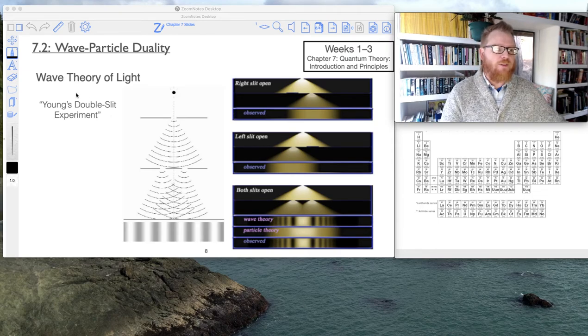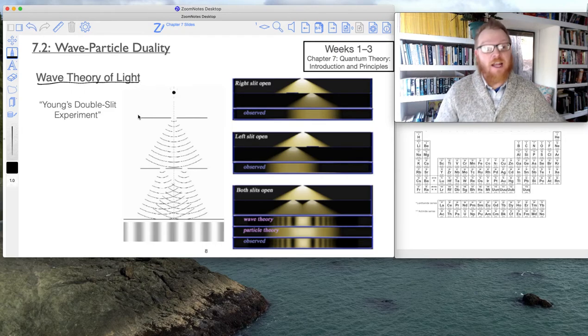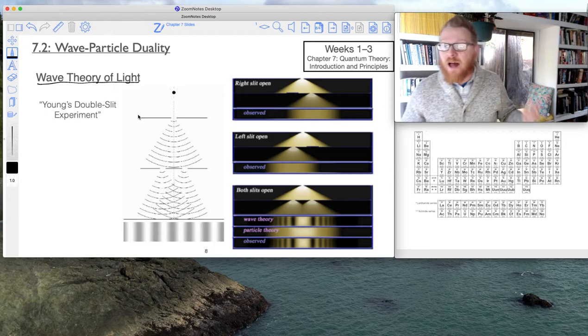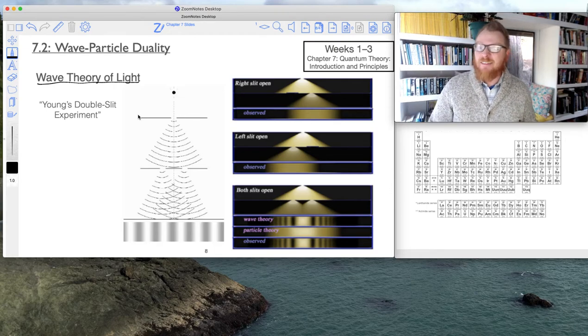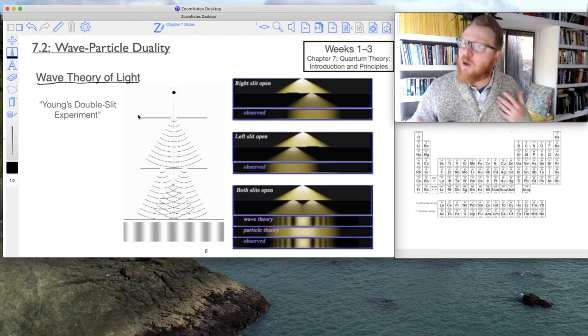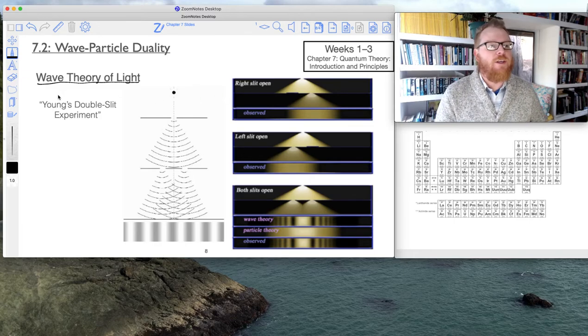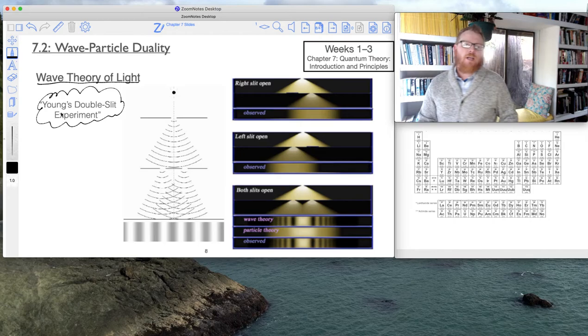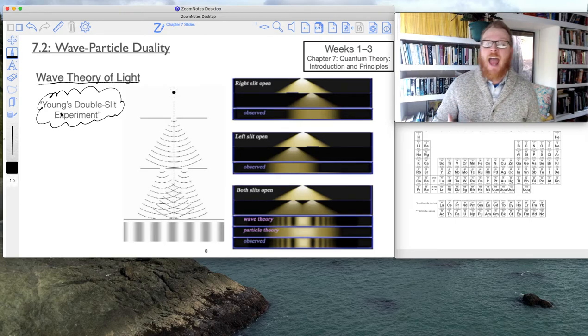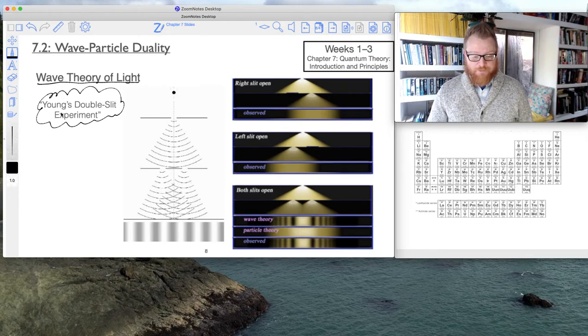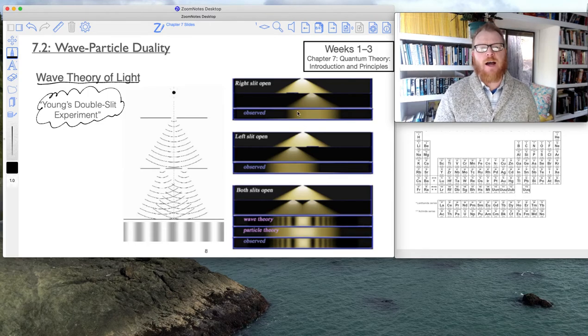So the first thing that I want to talk about is the wave theory of light. Wave-particle duality means light can behave as a wave, but also as a particle. Young's double-slit experiment is the famous experiment showing how light acts as a wave. And the experiment goes something like this.